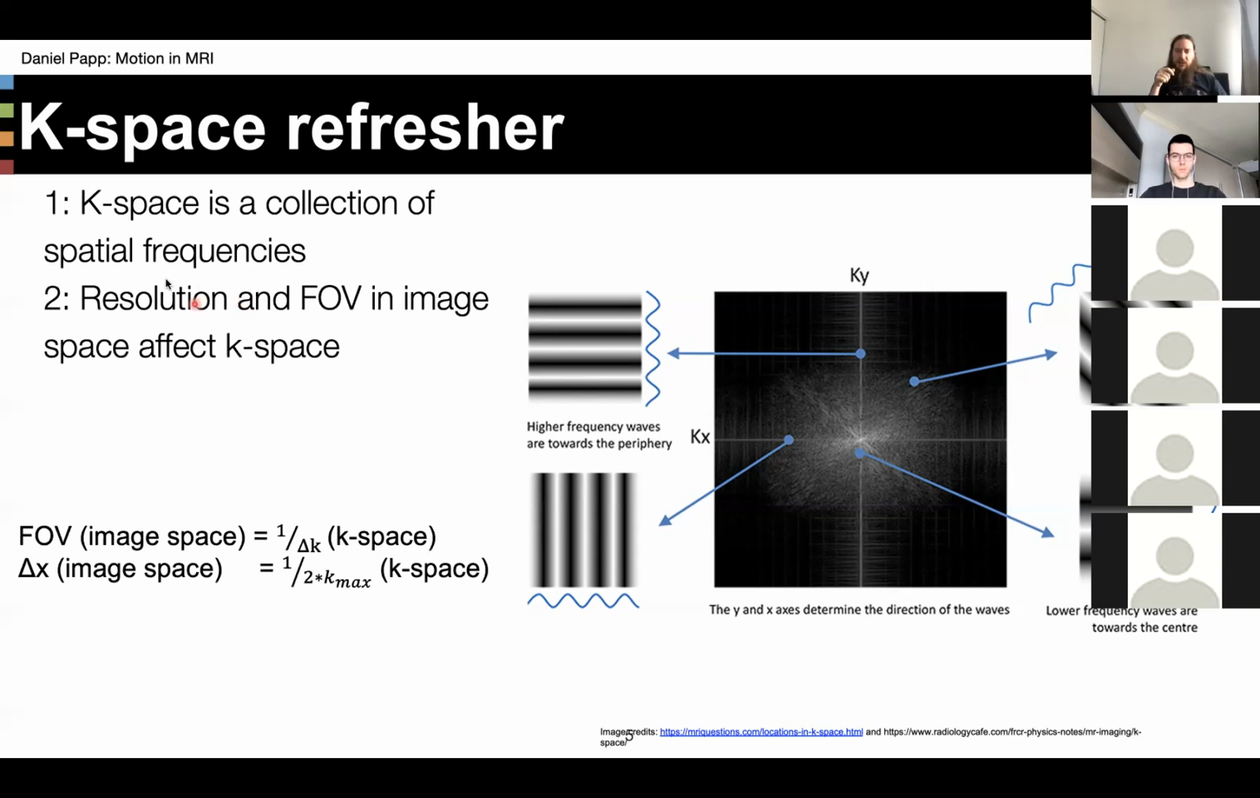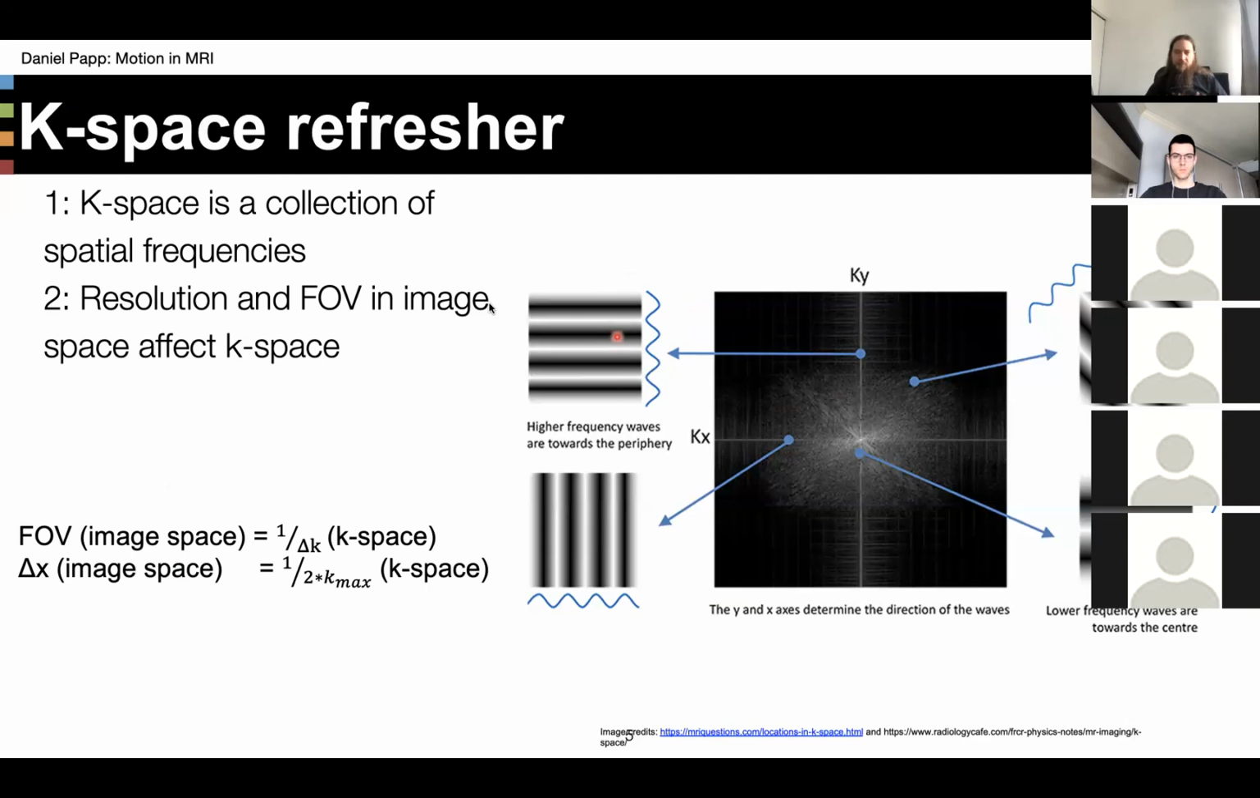And the resolution and field of view in your image space are intimately tied to things in k-space and vice versa. What this means is that your field of view in image space is related to the spacing in k-space, e.g., how big the steps are between one wave pattern and then the next wave pattern that you encode. And conversely, your resolution or your delta x depends on how far out in k-space you go. You can imagine that if you want to encode something that's a really, really small variation in image space, then you need to put a lot of these wave patterns together to get it.